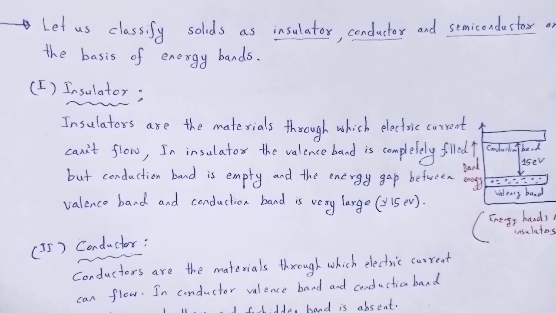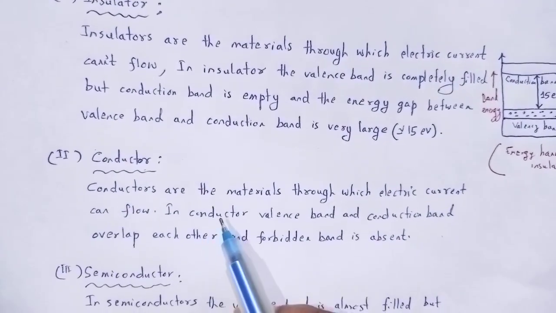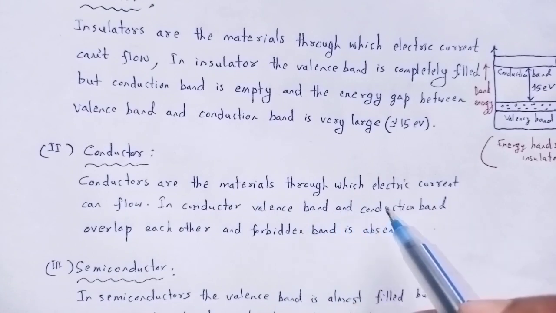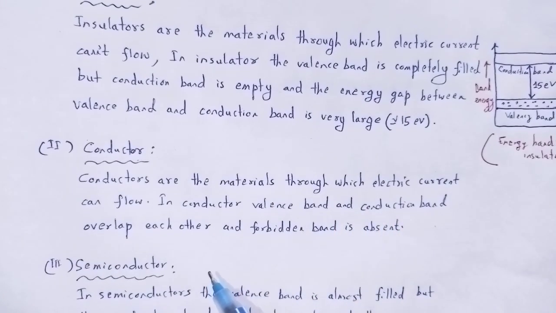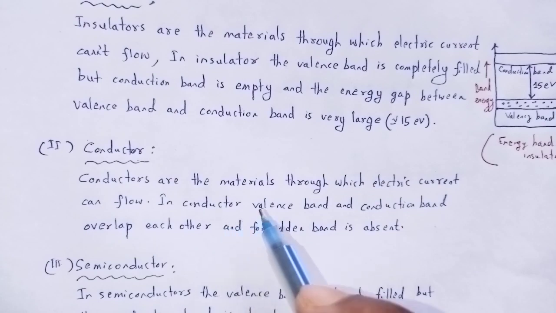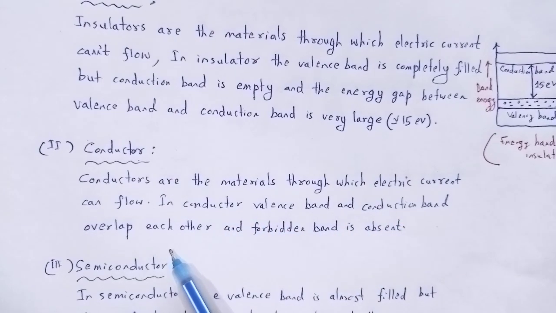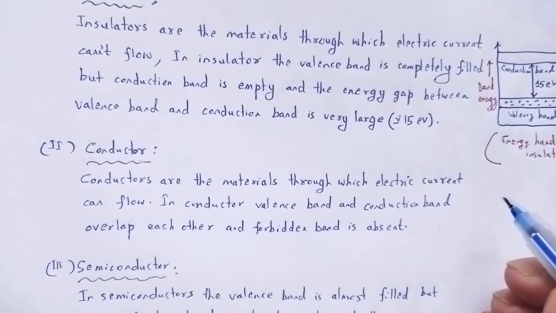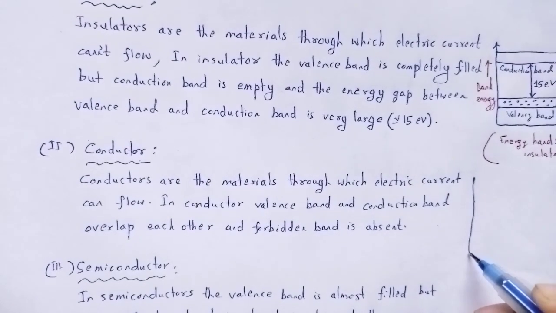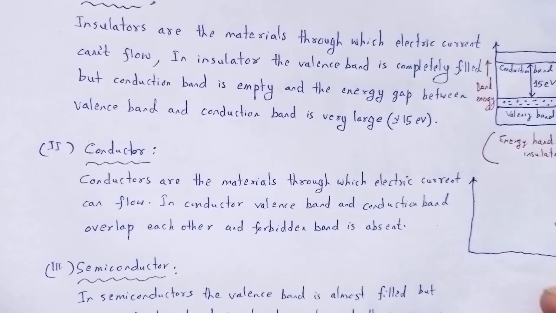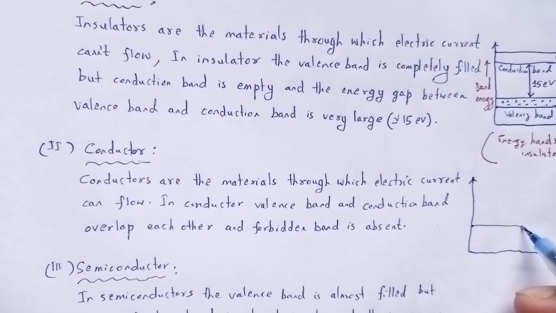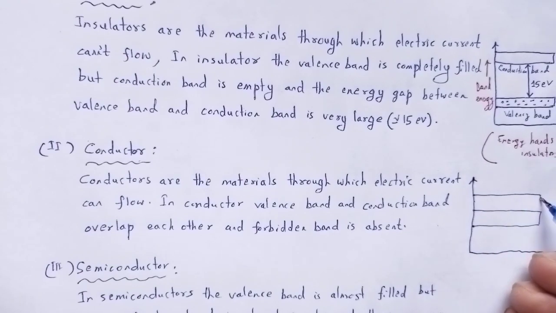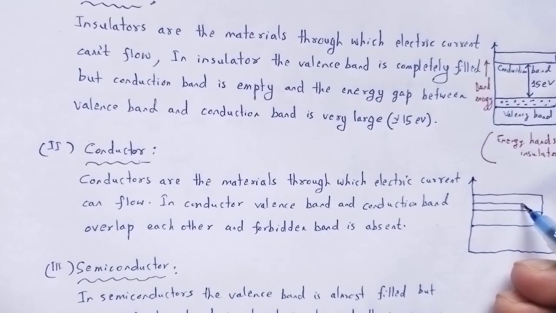Next, for conductor. Conductors are the materials through which electric current can flow, and in a conductor, the valency band and conduction band overlap each other, and the forbidden band is totally absent. Since the conduction band and valency band overlap with each other, therefore the forbidden band is totally absent.